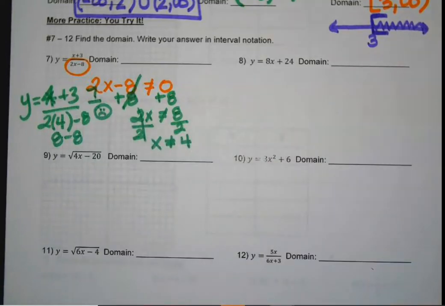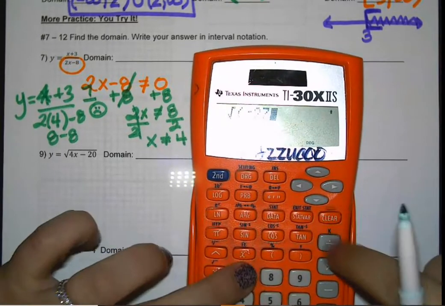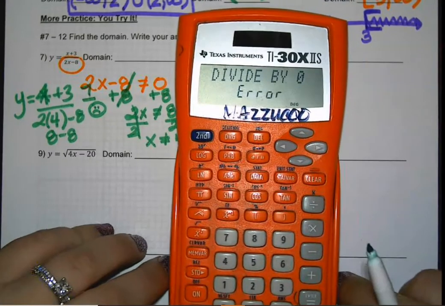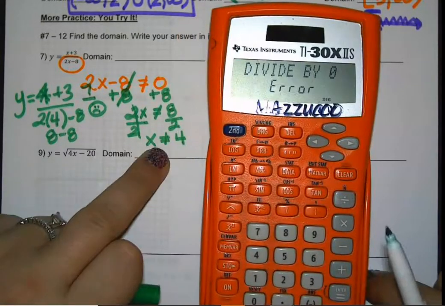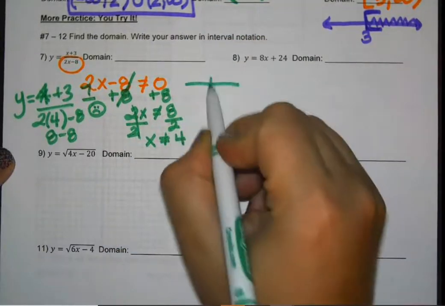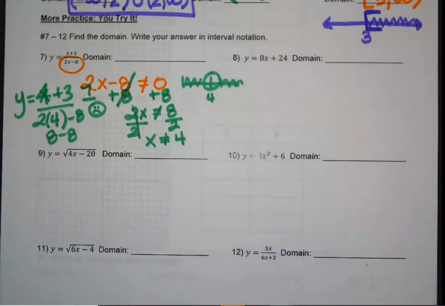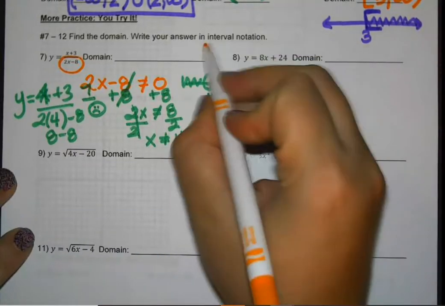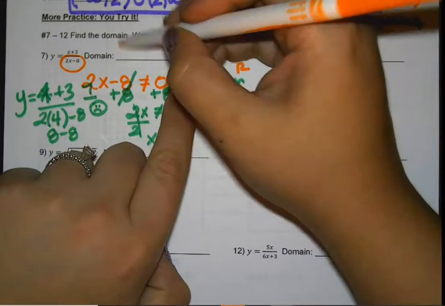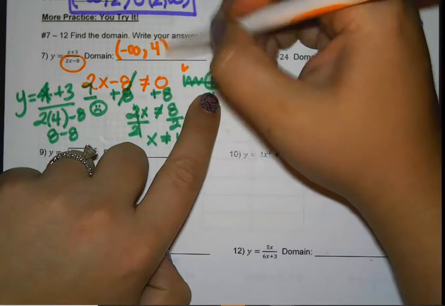If we put this in our calculator, 7 divided by 0, we have an issue, right? So it could be any number but not 4. If I draw a picture of that, it would look like this. It could be any number but not 4. Since it asks us to write it in interval notation, we're going to go from the left to the right side. So anything negative up to 4, not including 4.